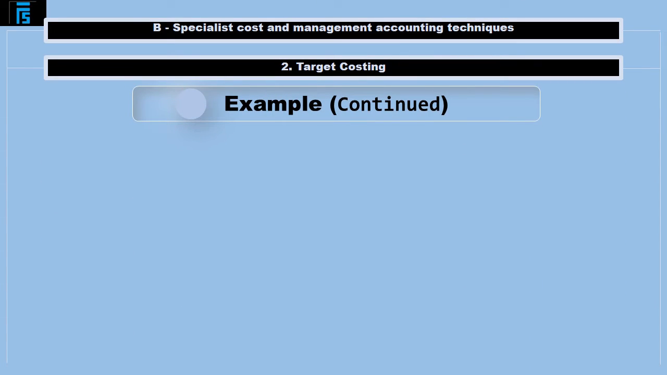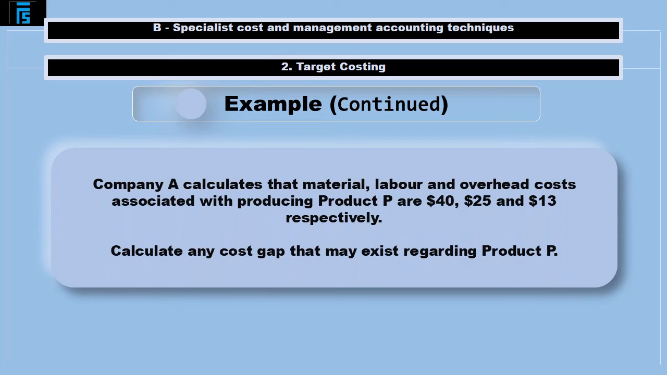Now let's continue with the same scenario involving Company A. Company A calculates that material, labor and overhead costs associated with producing product P are $40, $25 and $13 respectively. Calculate any cost gap that may exist regarding product P.